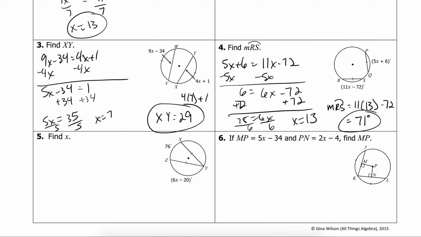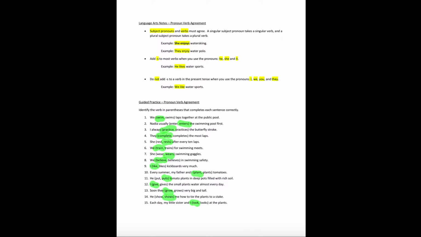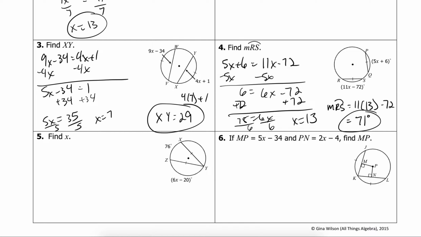All right, now number 5 is just a little bit different. Okay, because we can't just do the same thing all the time, right? Okay, so we have ZY. ZY is also going to be congruent to XY. So I'm going to go ahead and write that on there. 6x minus 20. Then we talked about last time that all the degrees in a circle add up to 360, right? So I could take 6x minus 20 plus 6x minus 20 plus 76, and that should equal 360. It's a whole circle.